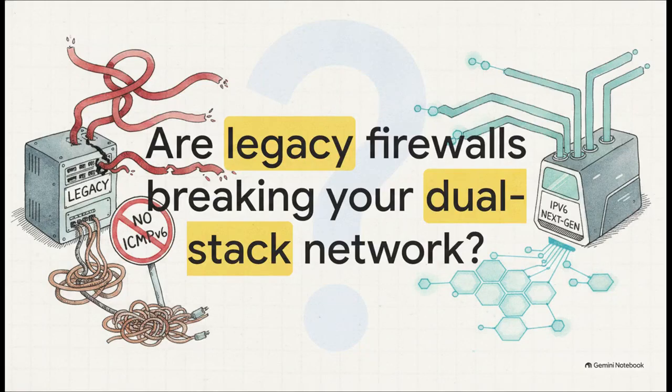As we wrap up this explainer on Chapter 3, I want you to think about your own infrastructure for a second. With this massive shift from broadcast to multicast and the absolute necessity of ICMPv6, you really have to ask yourself, are your existing legacy security policies the very things quietly destroying your new network's performance? Take the info from these slides, go check those firewalls, and unbreak your network.